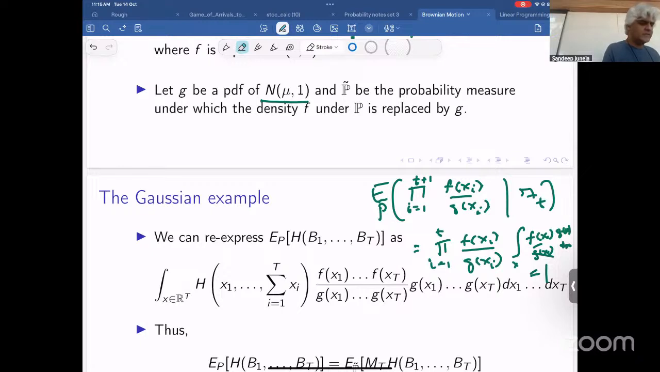Well, we're integrating with respect to g, right? So we're just canceling. The new measure is with respect to g. So it's being done right now. We'll show this in continuous time. We'll see that by Girsanov's theorem, the likelihood ratio will actually be a martingale process. Then how do you make sense of the product? Well, the product is the exponential of the sum.